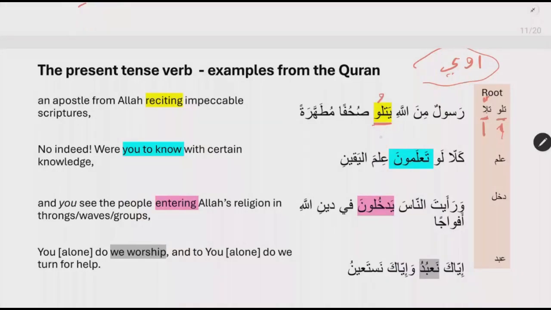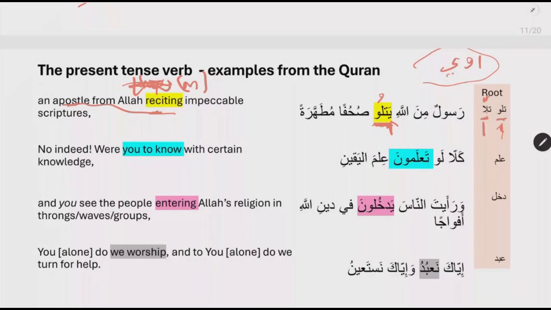Okay. And so yatlu means reciting, and because there's a ya in front, we're saying it's they, right? It's plural masculine. Actually, no, sorry, yatlu is singular. It's not plural, because he's an apostle, right? It's one person reciting impeccable or very purified scripture, from mutahhara. So this is an example of he is reading or he is reciting.